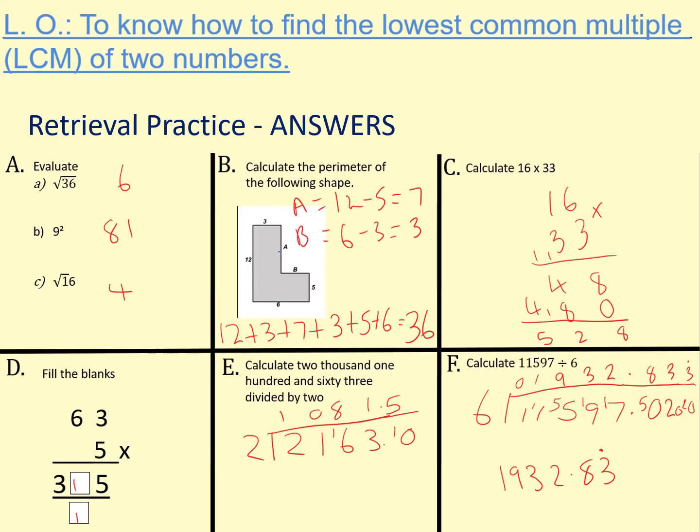And here are the answers. Mark your work out of 6. So with a green pen, mark each of the questions. If you've got all of them right, well done. Pause this video and check your answers.